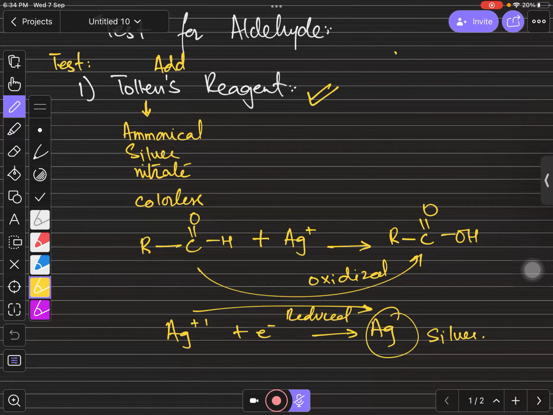And what will be the observation? The observation is silver mirror formation. You can say that silver mirror formation is actually the observation of this. If this happens with the test tube where the substance is present, that means that substance should be aldehyde, right?